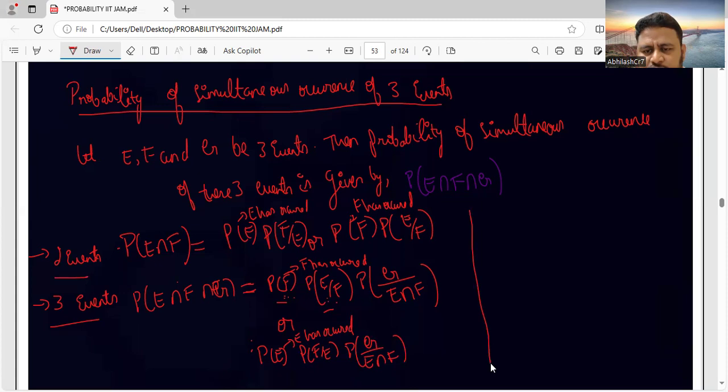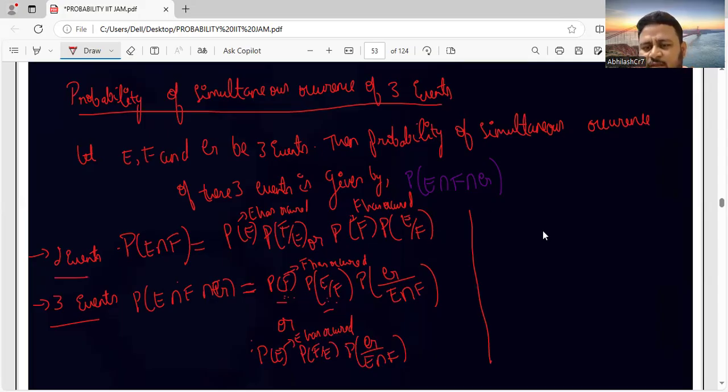One more note you have to remember. Why are we using the multiplication theorem? We are using the multiplication theorem to find the probability of simultaneous occurrence of events. So we learned the formula for two events, which you have to remember, and we also learned the formula for three events. Got it, friends? Based on that, we will solve some questions.